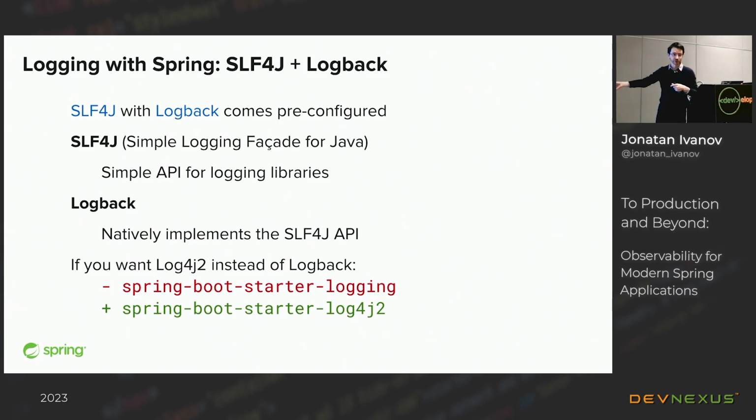And Logback, which is the default logging library that comes with Spring Boot out of the box, is a native implementation of SLF4J. So that is the default logging library. If you want to replace Logback and use, for example, Log4j2, you can just exclude one dependency, include another one, and you are good to go. So it is that simple.